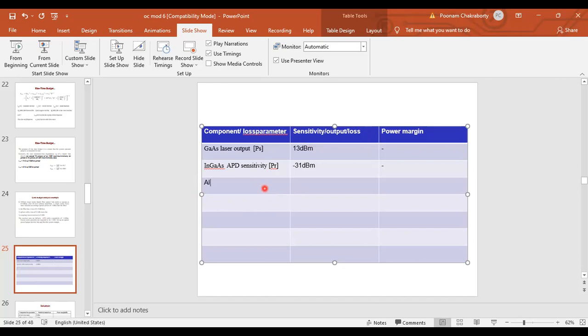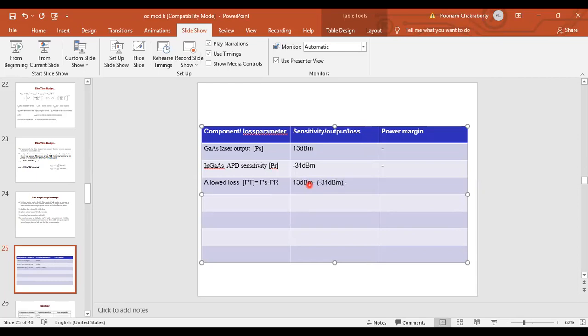So what I will do is the allowed loss. How much loss is allowed? That I will calculate. So that is my P, you just put a subscript. So PT is your PS minus your PR. PS minus PR. Okay, so 13 dBm minus of minus 31 dBm.